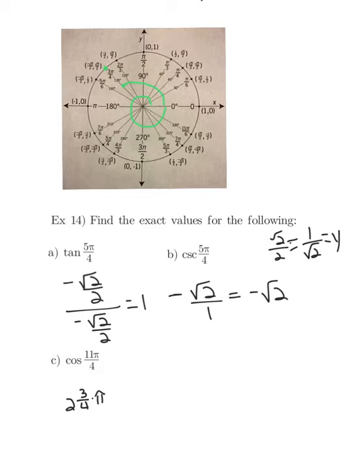We want the cosine. The cosine is the x-coordinate, and the x-coordinate is negative square root of 2 over 2.